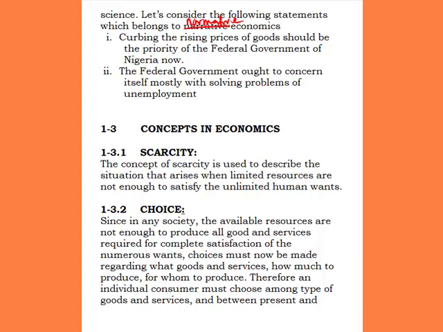Another one is that the federal government should concern itself mostly with solving the problem of unemployment. This can be the view of a graduate who is unemployed. Ordinarily, someone else might say the government is supposed to be providing water for people. It depends on the needs of that person, which makes him make that assertion. It means he is biased. He has an inner view of what he wants to achieve before making an assertion of what government should be doing or not. So all these statements are categorized under normative economics.